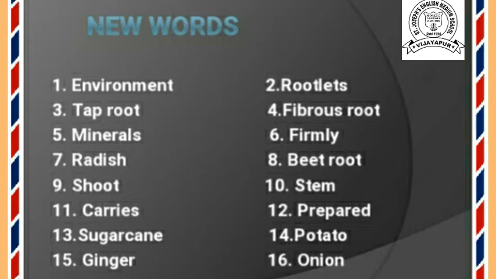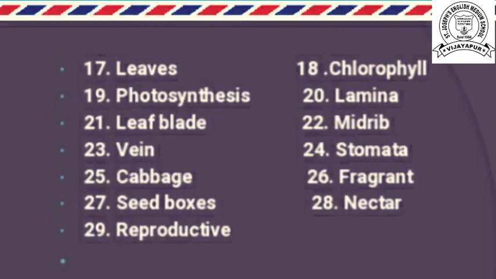Next one, potato. Potato is also a vegetable. It is an example of a stem which grows below the soil. Next one, ginger. It is also a stem. And the 16th one, onion. It is also a stem. So write these new words in your science classwork. Next is the 17th one, leaves. Leaves are the second part of the shoot system.